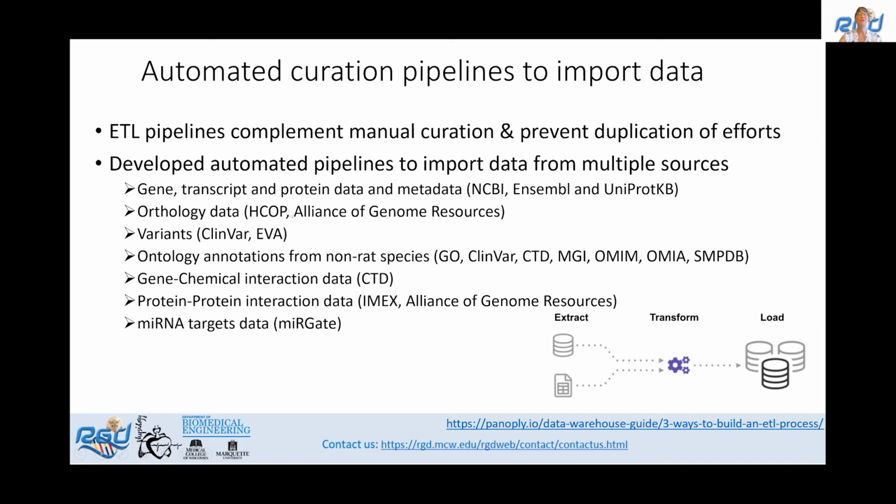We bring in orthology data from HCOP and now from the Alliance of Genome Resources. We're bringing in variants, whole genome variants from ClinVar and from EVA for selected species. And the various ontology annotations from non-rat species from many different expert resources, gene chemical interaction data, protein interaction data, and microRNA target data. So this has also helped to complement the manual curation and make sure that we can be comprehensive in the amount of information we represent.